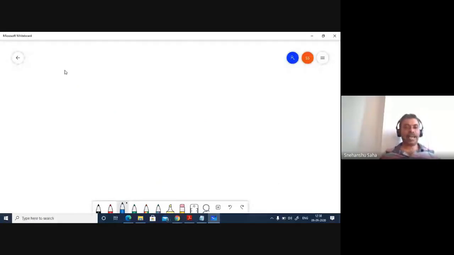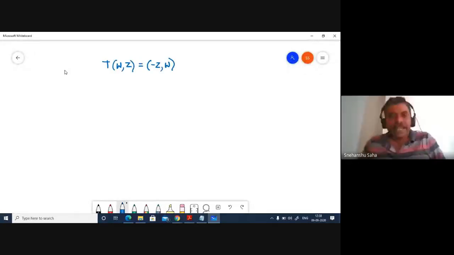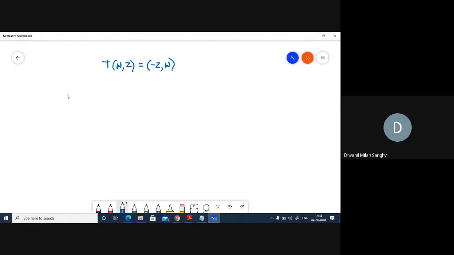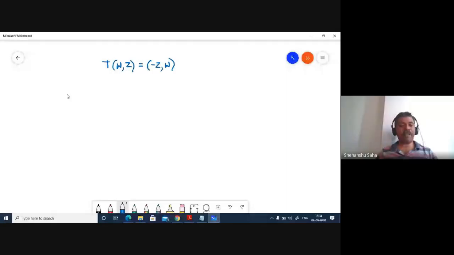Okay. So let's say I have a transformation which is given in the following manner. Guys, can you tell me what this transformation signifies? Just a quick thought. What does this entail? Maybe multiplying a complex number with i. Geometrically.